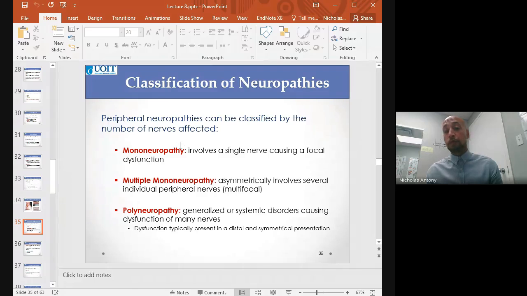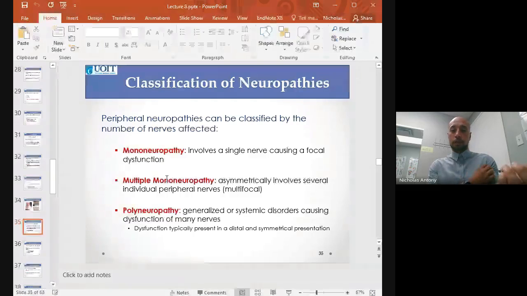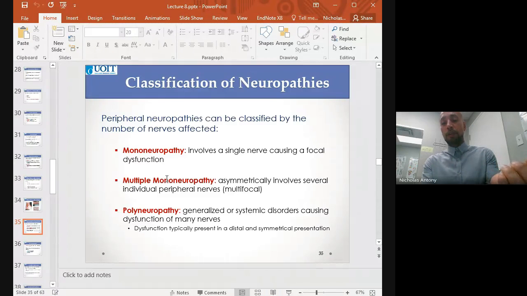Single peripheral neuropathies, single nerve, multiple single nerves, right? So let's say you have loss of blood flow to one specific area, 1 or 2 or 3 peripheral nerves in that area are going to get affected. Whereas with polyneuropathy, it's systemic. So you typically see with polyneuropathies, peripheral nerves symmetrically, like from both limbs, being affected.